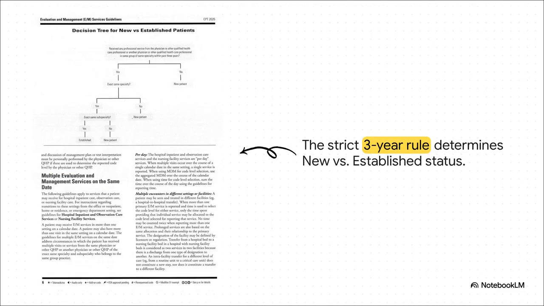Now, let's talk about the strict 3-year rule. This acts as a really rigid decision tree. You can't just guess if a patient is new. A new patient is strictly defined as someone who hasn't received any professional services from the exact same specialty and subspecialty within the exact same group practice in the last 3 years. So think about it like this. If Dr. Smith and Dr. Jones are both cardiologists in the exact same group, and Dr. Jones saw the patient 2 years ago, well, that patient is established for Dr. Smith today. You'd be surprised how often this rule trips up practices.